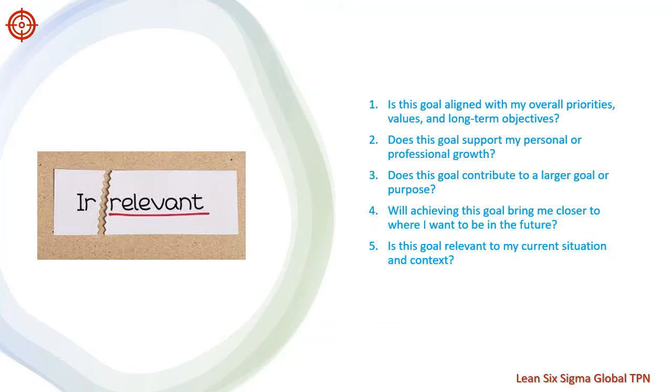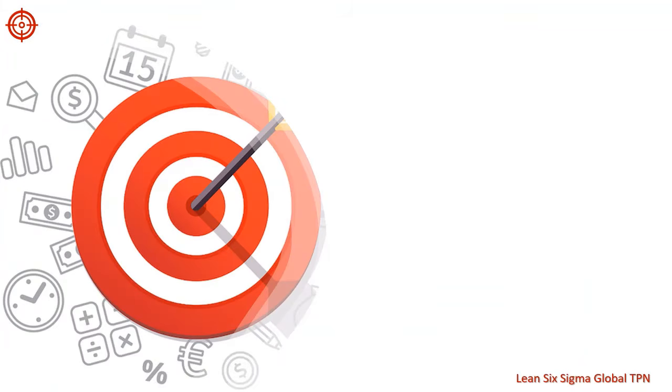Relevant goals are aligned with your personal and professional growth and contribute to a larger goal or purpose. They are meaningful and relevant to your current situation and context, and they motivate you and inspire you to take action towards a desired outcome. So here's an example of a relevant goal for improving fitness.